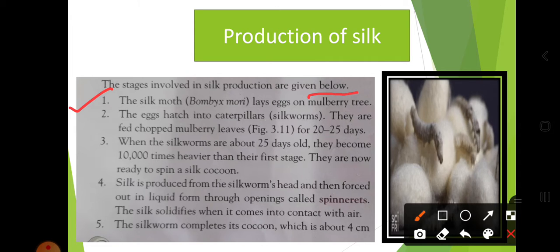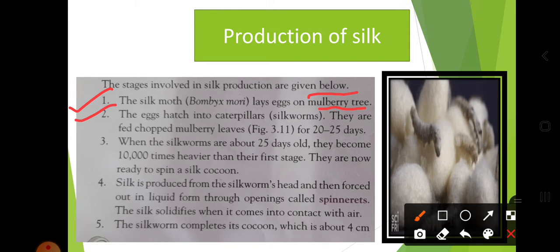The first thing you must know is that the silk moth is called Bombyx mori. What is the name of that silk moth? It is the Bombyx mori, which lays eggs on a mulberry tree. This is the first step.